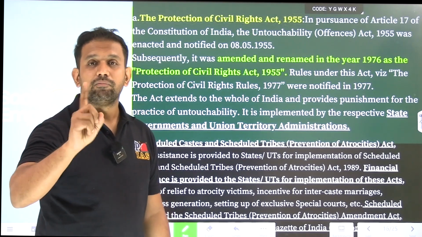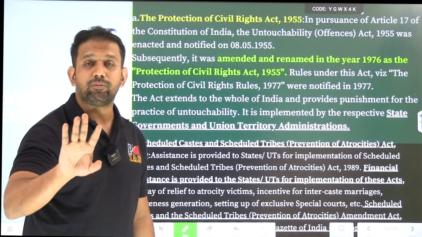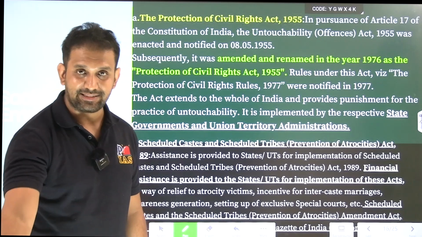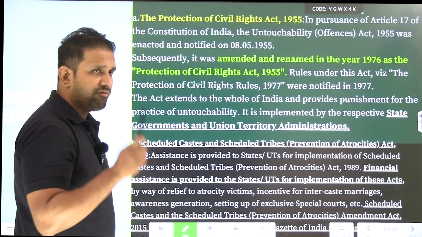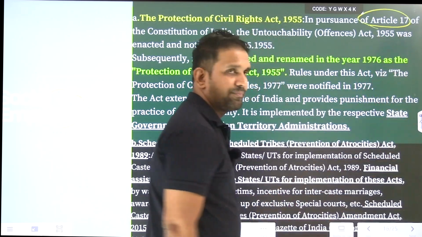That's why, to make these kinds of people learn their lessons, the government has enacted acts in order to prevent these kinds of atrocities on SCs. Let us discuss such acts. First, Article 17 says that untouchability has to be abolished.